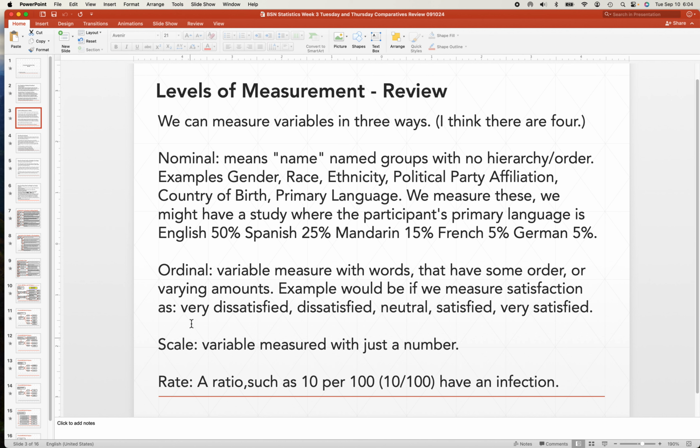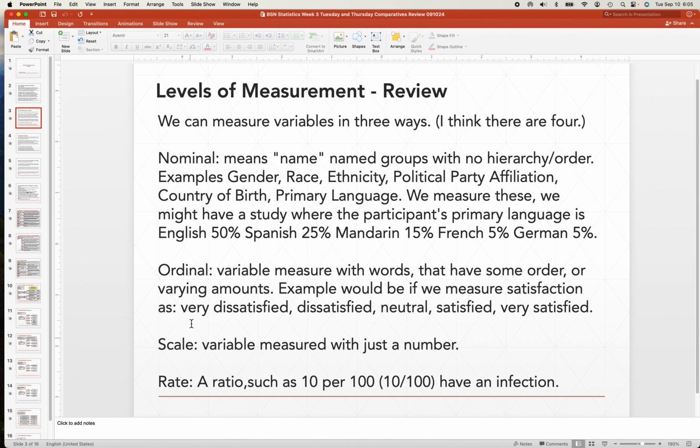It's some number that's expressed as a ratio, not to be confused with ratio data. It's a number that's expressed as a rate, such as 10 per 100 have an infection in your hospital. We have 10 patient falls per 200 patient days, something like that.